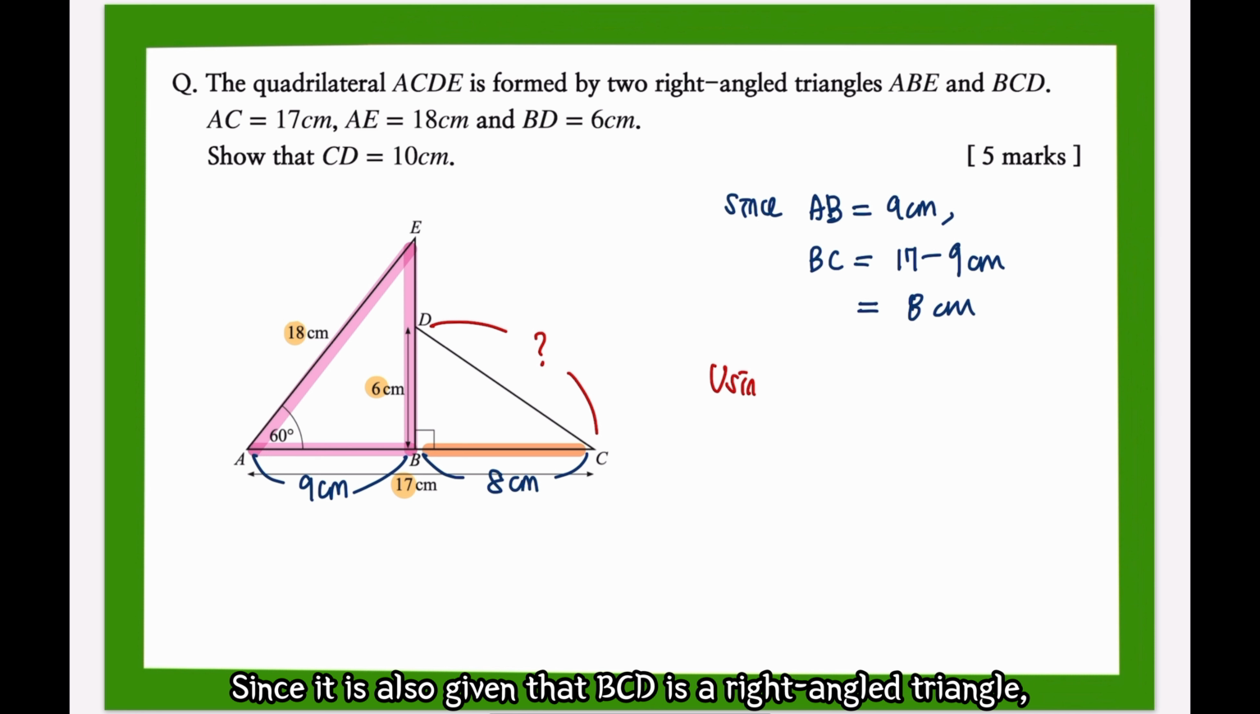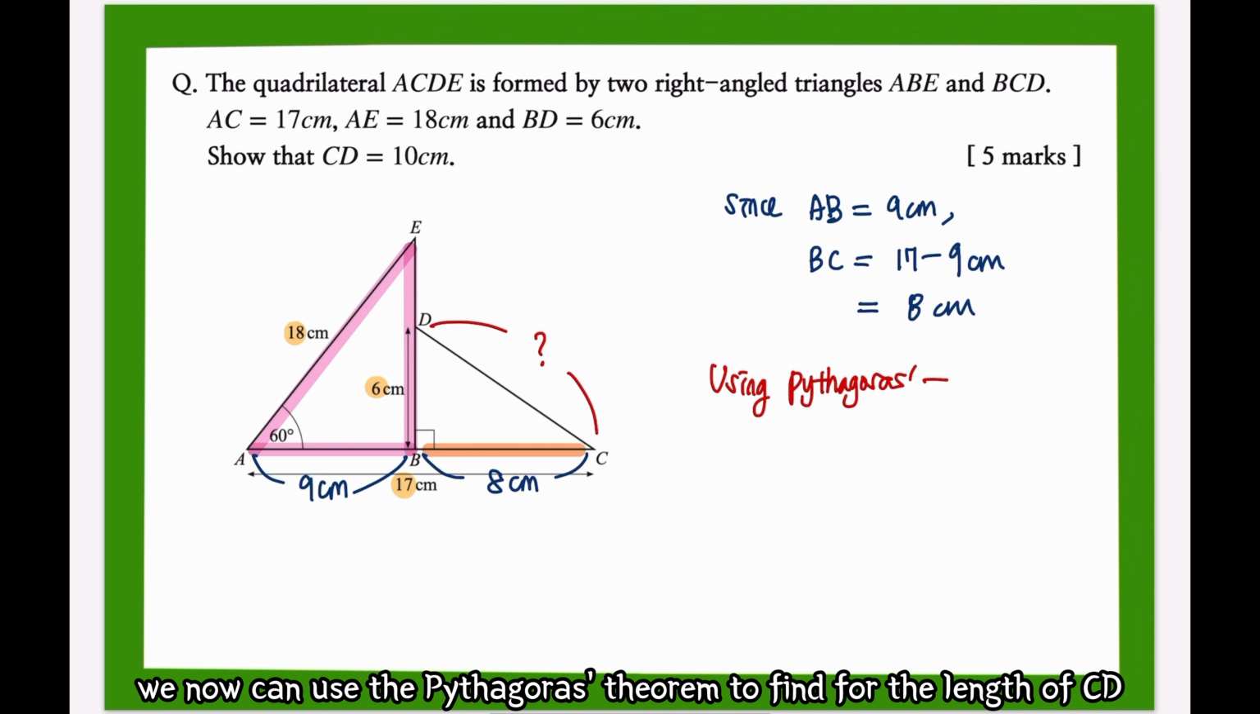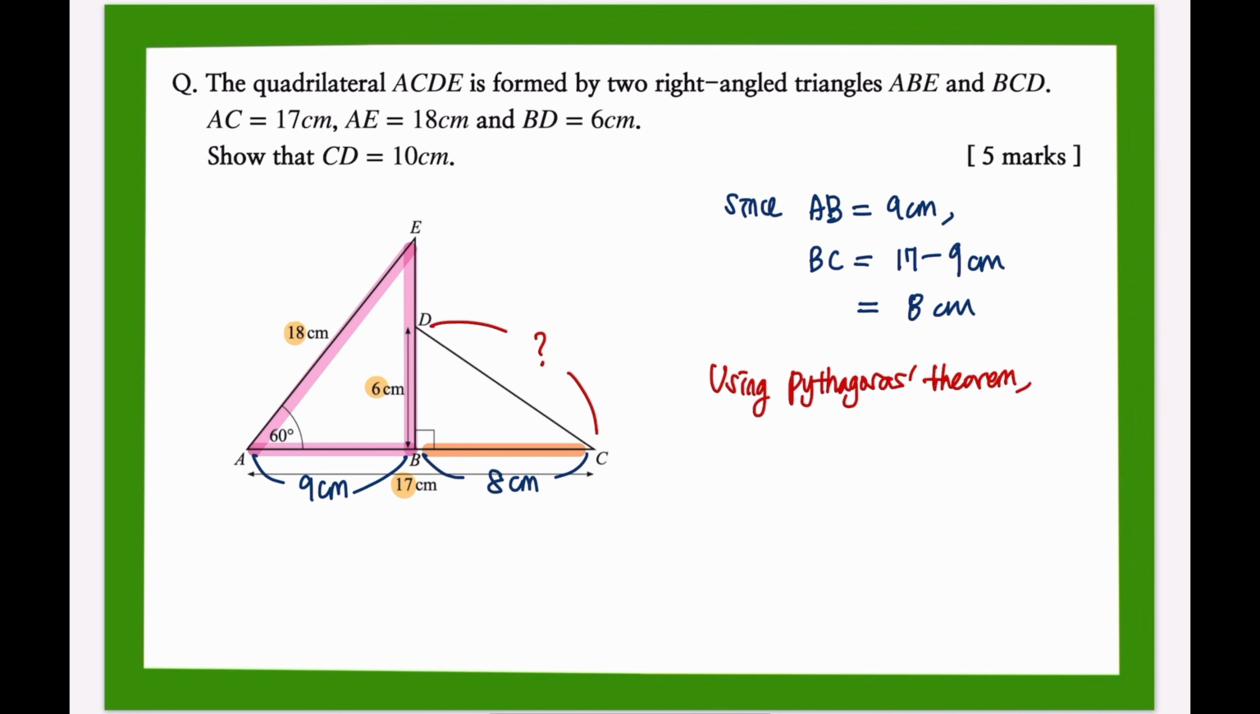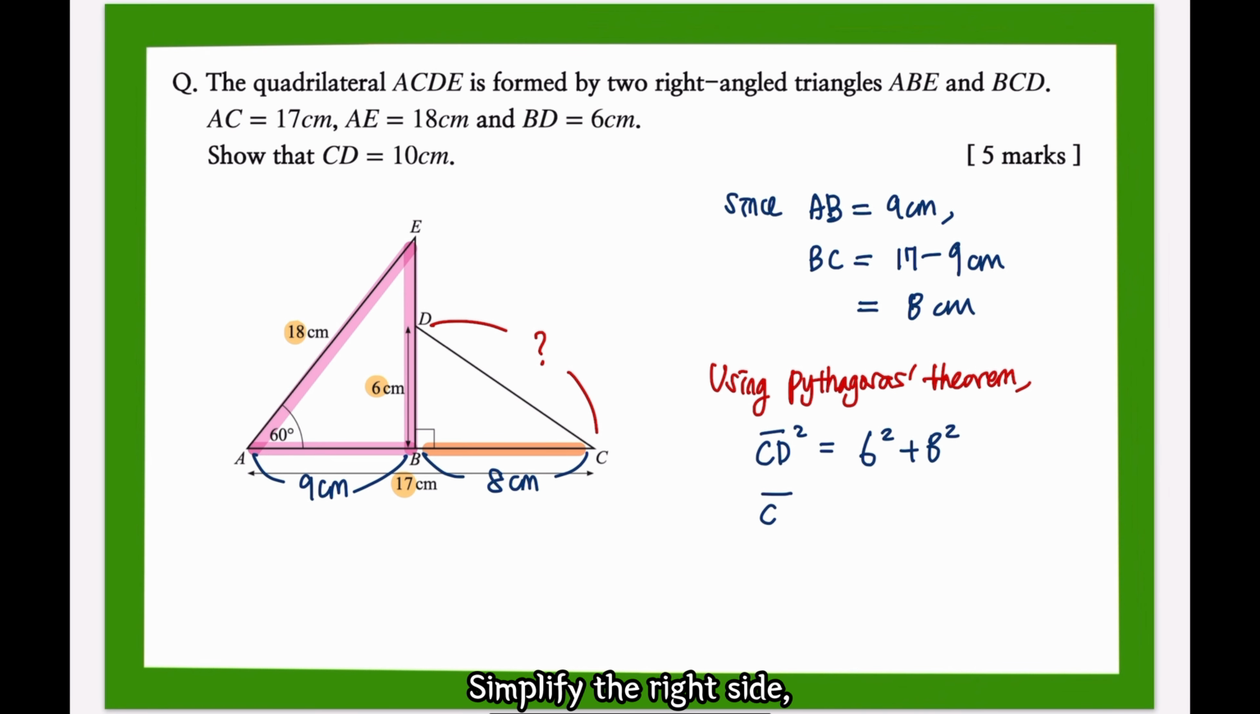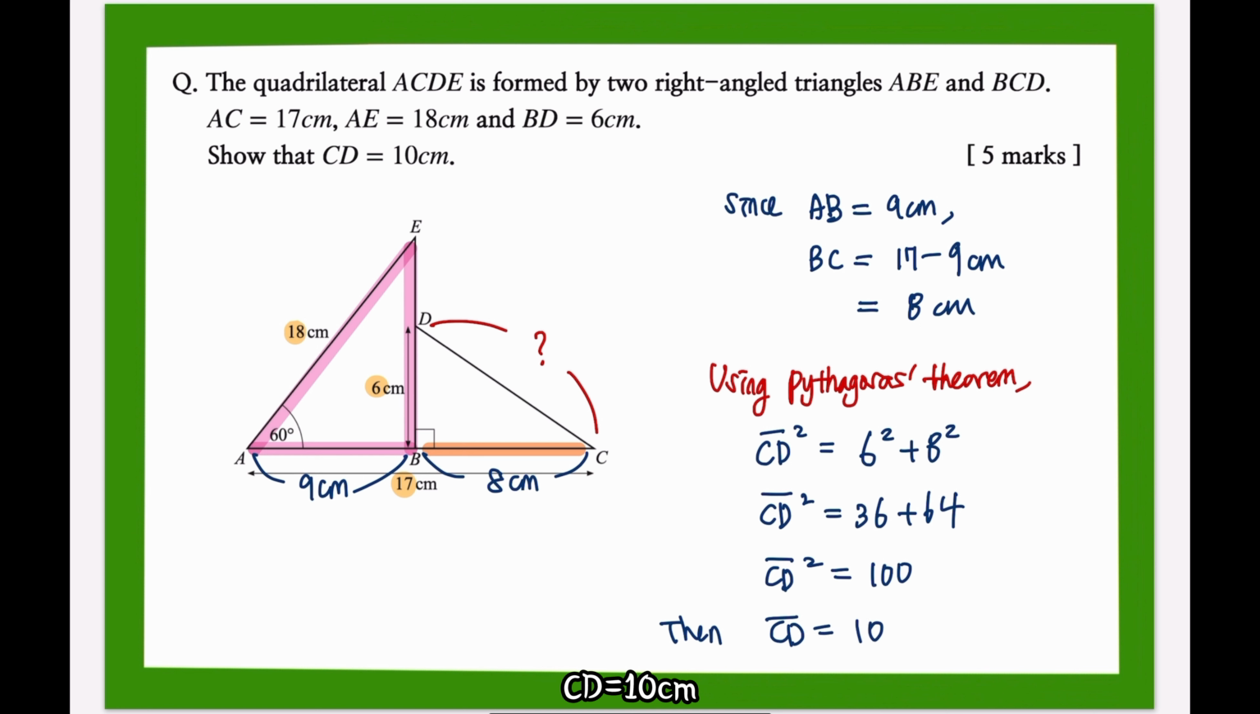Since it is also given that BCD is a right-angled triangle, we can now use Pythagoras' theorem to find the length of CD. Then we can write an equation as CD squared is equal to 6 squared plus 8 squared. Simplify the right side, then it turns into 36 plus 64. Then CD squared is equal to 100, which means CD equals 10 centimeters.